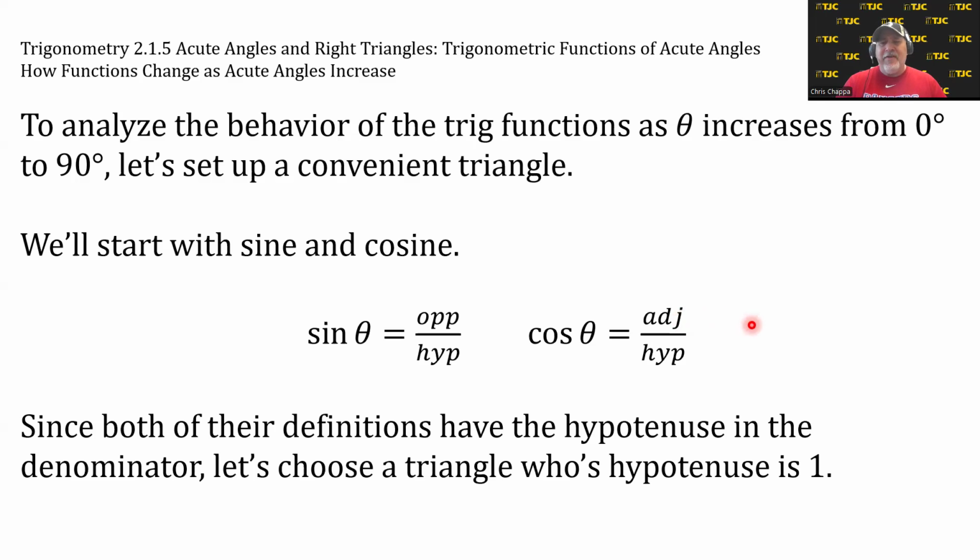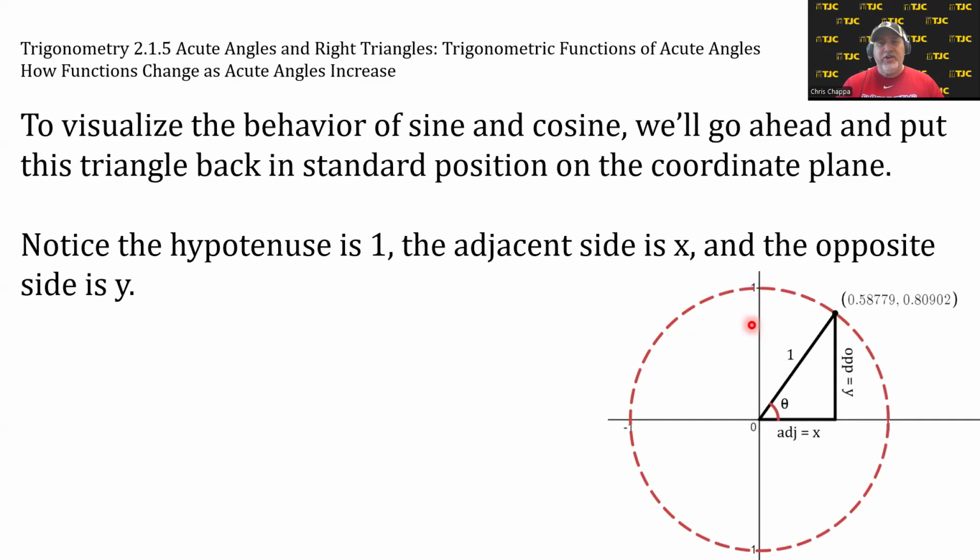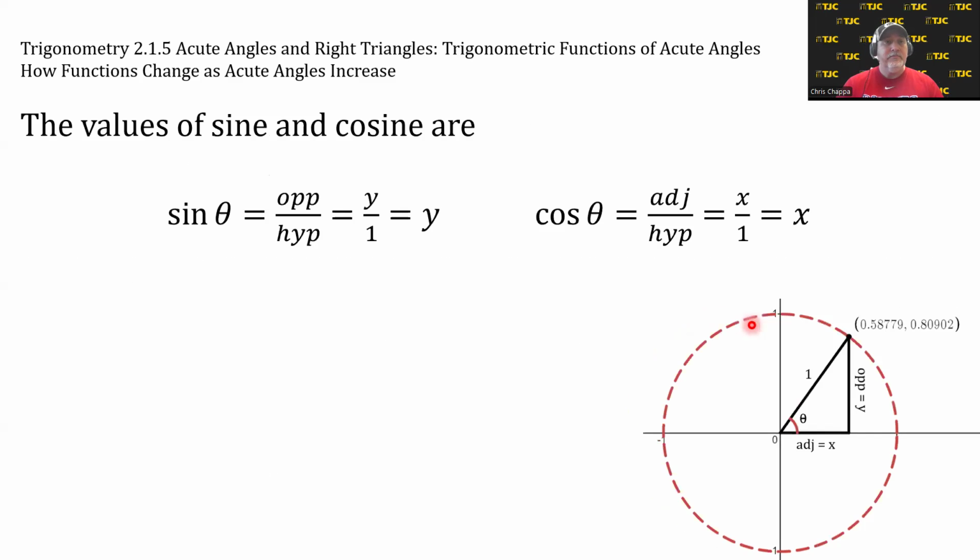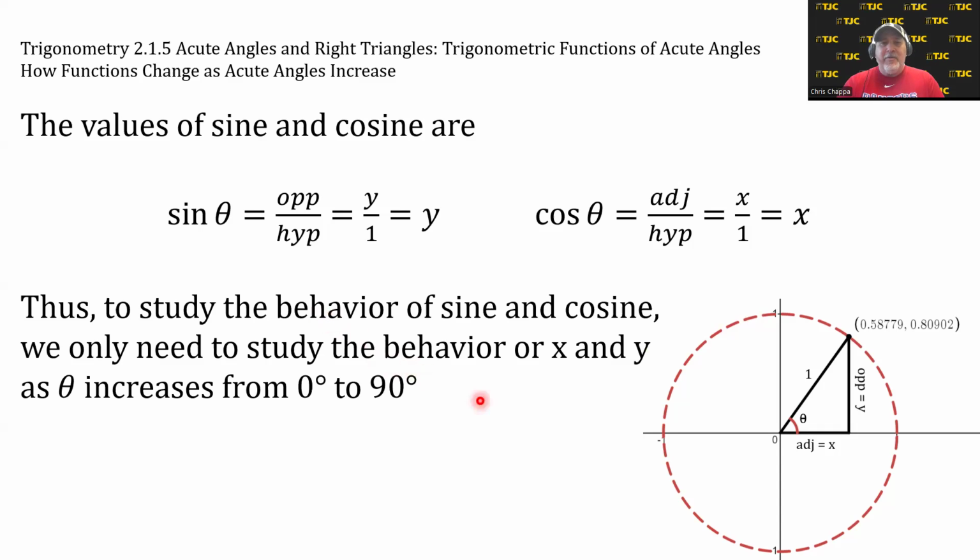Since both their definitions have hypotenuse in the denominator, let's use a triangle whose hypotenuse is 1. Here's a picture of a triangle in standard position whose hypotenuse is 1, adjacent side is x, and opposite side is y. This is actually called a unit circle since its radius is 1. The values of sine and cosine end up just being y and x respectively because of our choice of the hypotenuse of 1. This means to study the behavior of sine and cosine, we only need to study the behavior of x and y as theta increases from 0 to 90 degrees.